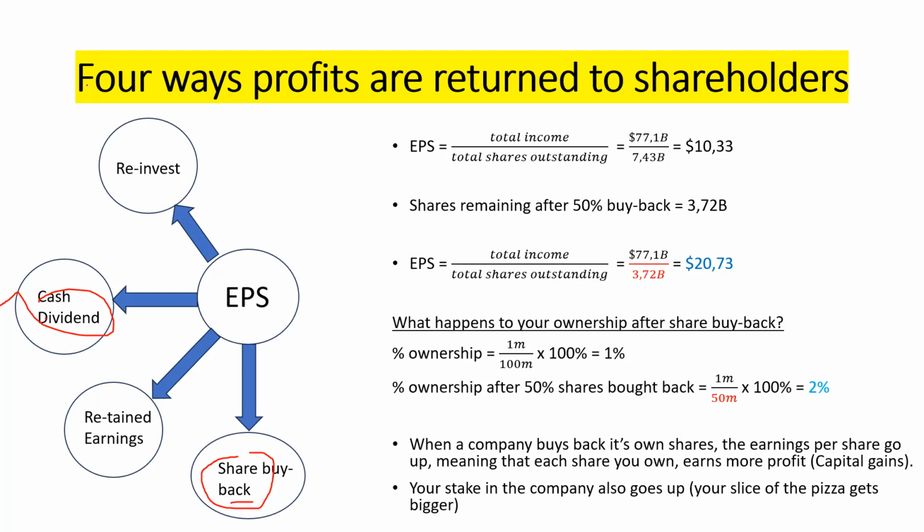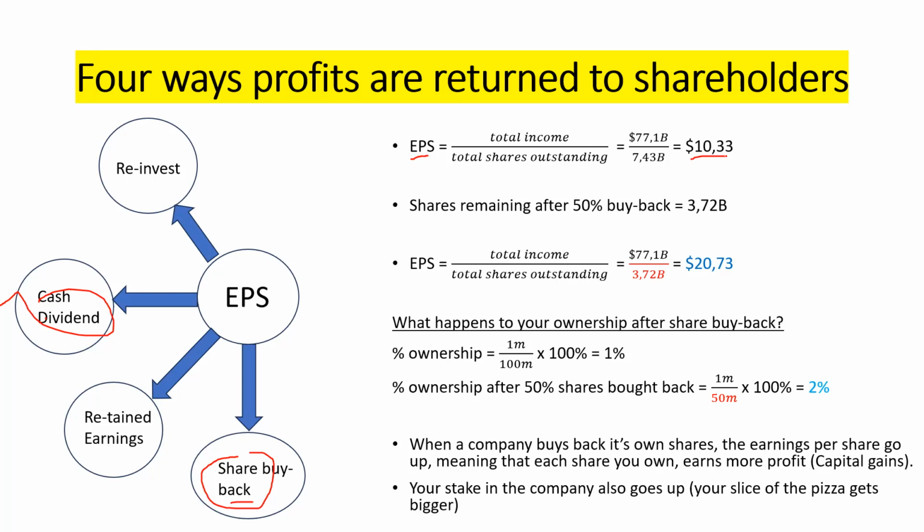Let's assume Microsoft buys back 50% of its own shares. All right, 50%. Now, in reality, a company will not buy 50% of its shares. It may buy 3 up to 5%, but never 50%. We're using this 50% just for clarity, okay? So we calculated in the previous slide that the earnings per share was $10.33. That's before share buyback.